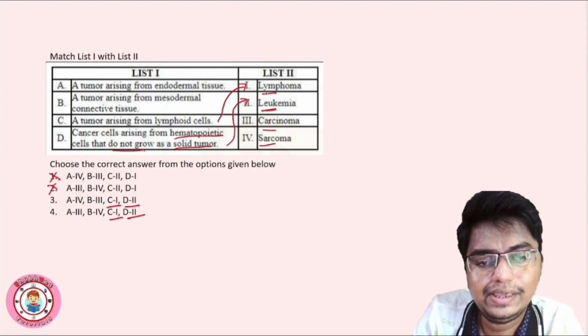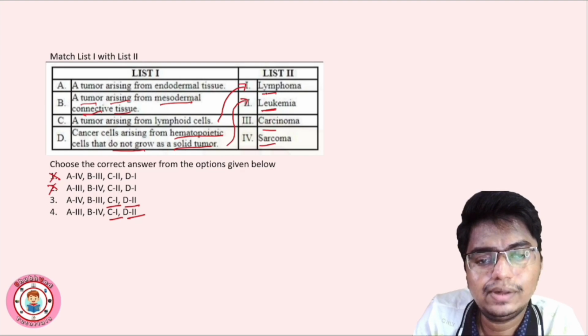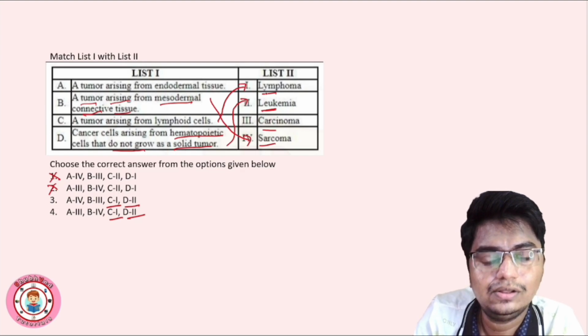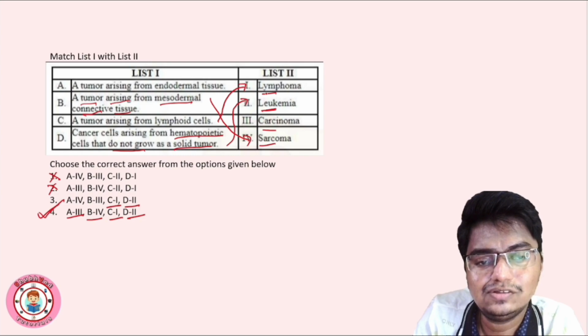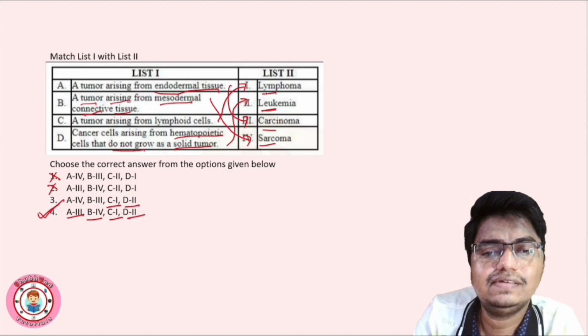So B is what? A tumor arising from mesodermal connective tissue. Right, mesodermal connective tissue, that is basically sarcoma. Okay, B4. So option number 4 will be the answer. And A3. A3 is what? A tumor arising from endodermal tissue. This is carcinoma. Right? So like this we can solve.